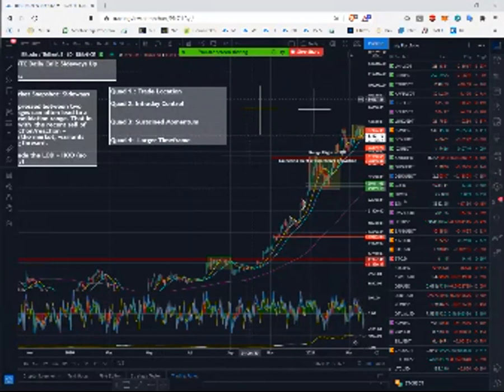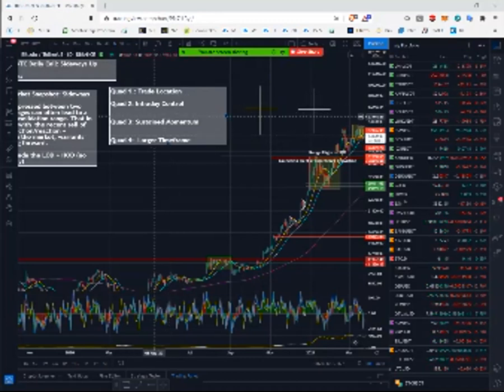So trade location, intraday control, sustained momentum, larger time frame. You have all four, you enter. It's amazing. 4 out of 4, like 80% odds and up. Okay, if you have 3 out of 4, also enter. It's just missing something. But if it has trade location and any of these 3, it's better than if it doesn't have trade location and these 3. You can still enter on both of those.